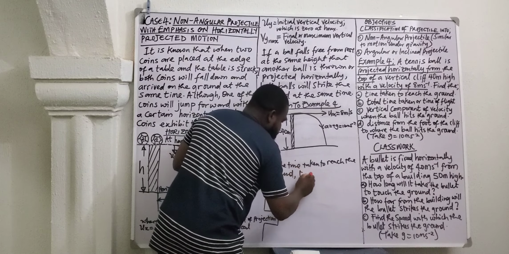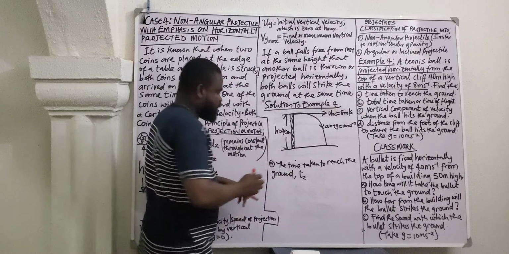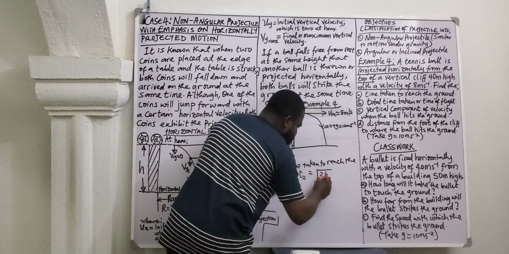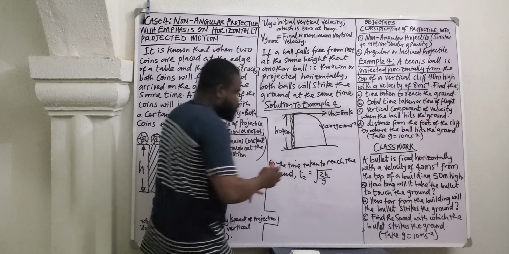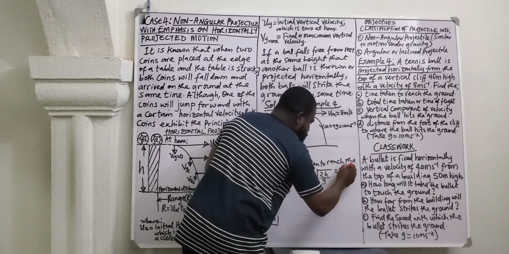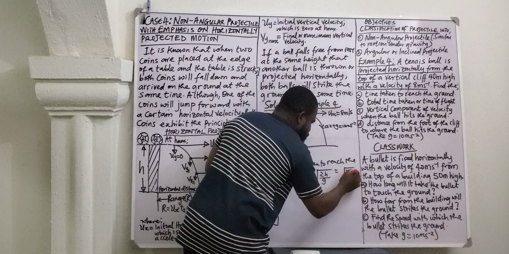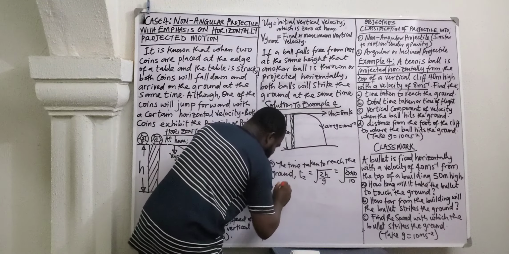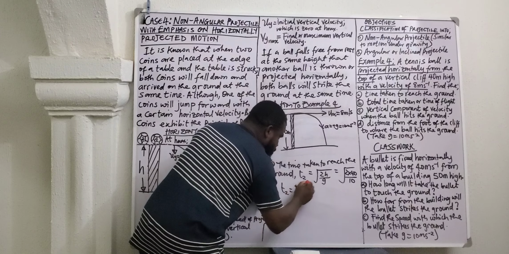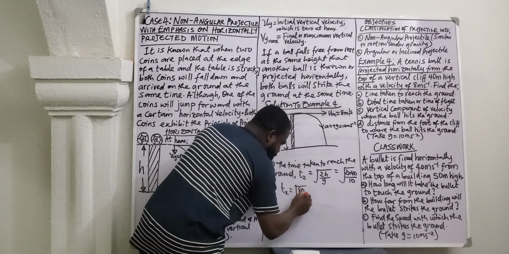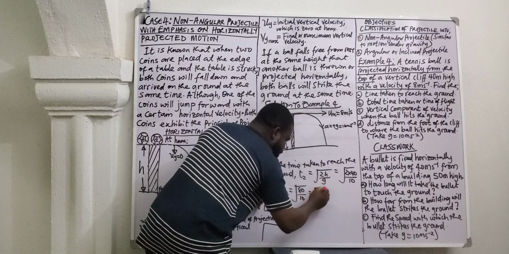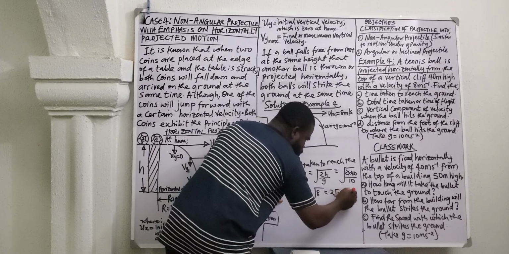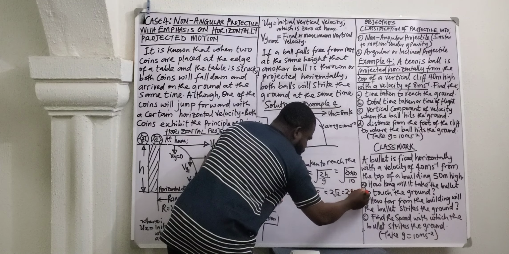This is small t, T2. That's t down, and we said that is given as square root of 2h over g. We substitute our values: 2 times h, which is 40, divided by g, which is 10. That gives us T2 is square root of 80 divided by 10, which is square root of 8. And the square root of 8 is 2 root 2, or 2.83 seconds.